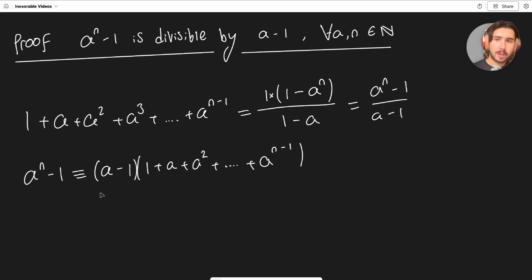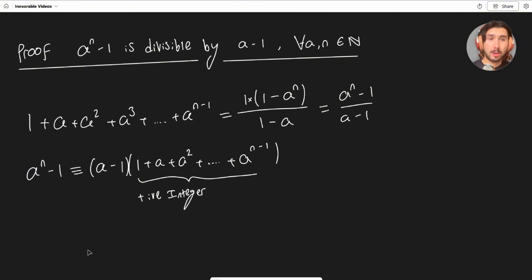And from here, you can clearly see that a to the power of n minus 1 is divisible by a minus 1. And the reason being is because this thing here, for any integer a and any integer n, or natural number more specifically, is clearly going to also be an integer, or a positive integer. So what we have is a to the power of n minus 1 is a minus 1 times an integer, which means a to the power of n minus 1 divided by a minus 1 is always an integer, and that's literally it.